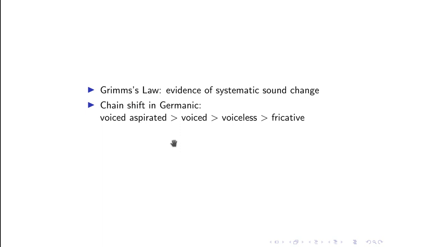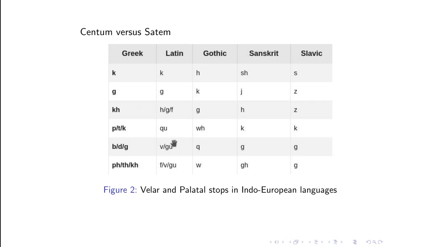So Grimm's law made studying sound change a thing in linguistics. This is the first evidence of systematic sound change. I'll talk about one other example. If you look at the velar and palatal stops in Indo-European languages, these sound correspondences, by the way, I took them from the Encyclopedia Britannica page on Indo-European languages. These are again sound correspondences across different Indo-European languages. You have Greek, Latin, Gothic, Sanskrit, and Slavic.